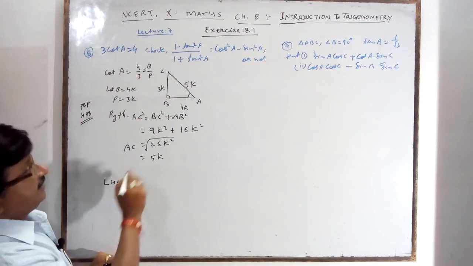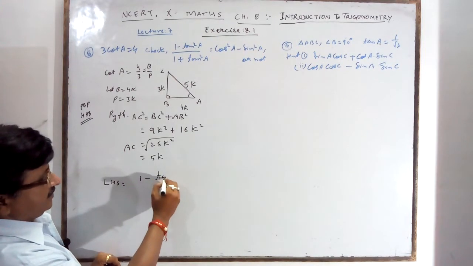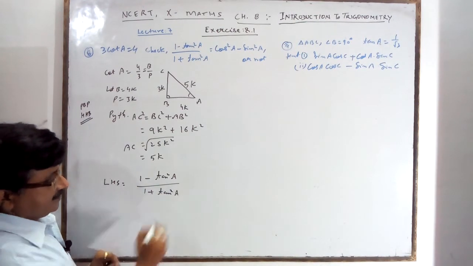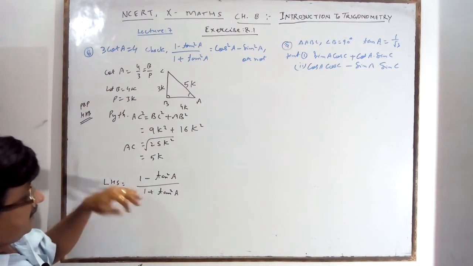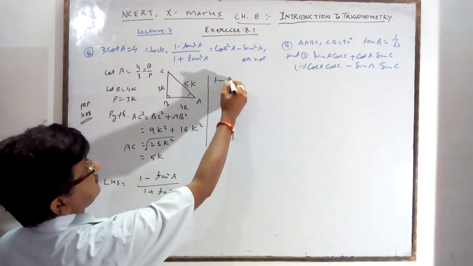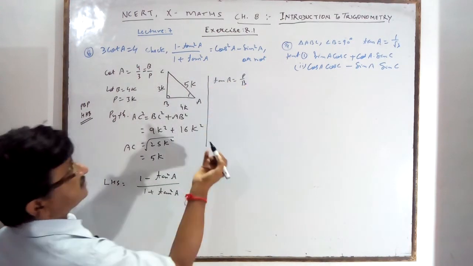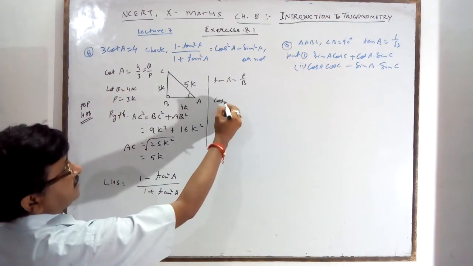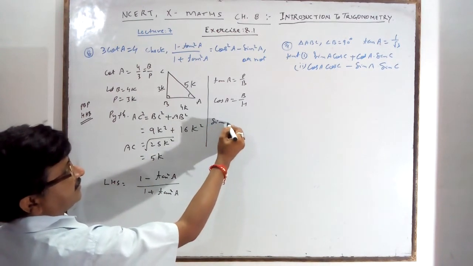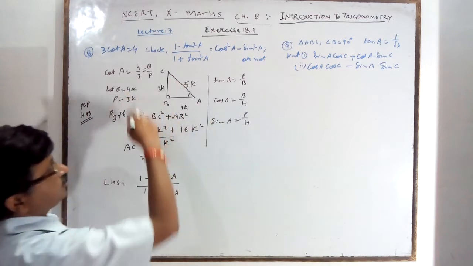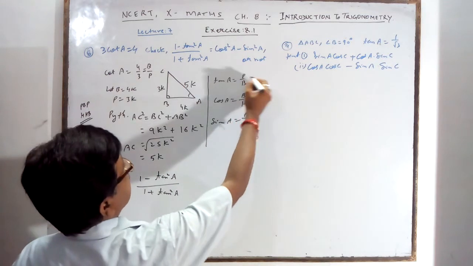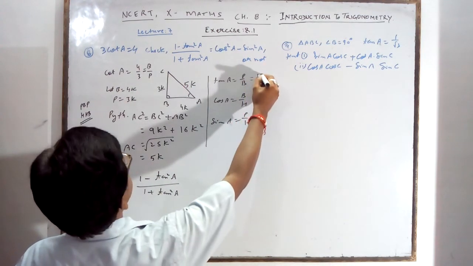LHS is given: 1 minus tan square A upon 1 plus tan square A. But before that you must know what tan A is. What is tan A? Tan A is equal to P by B. And what is cos A? It is B by H. What is sin A? It is P by H. According to this, or directly, what is tan A? You will get 3 by 4. Tan A is equal to 3k by 4k.